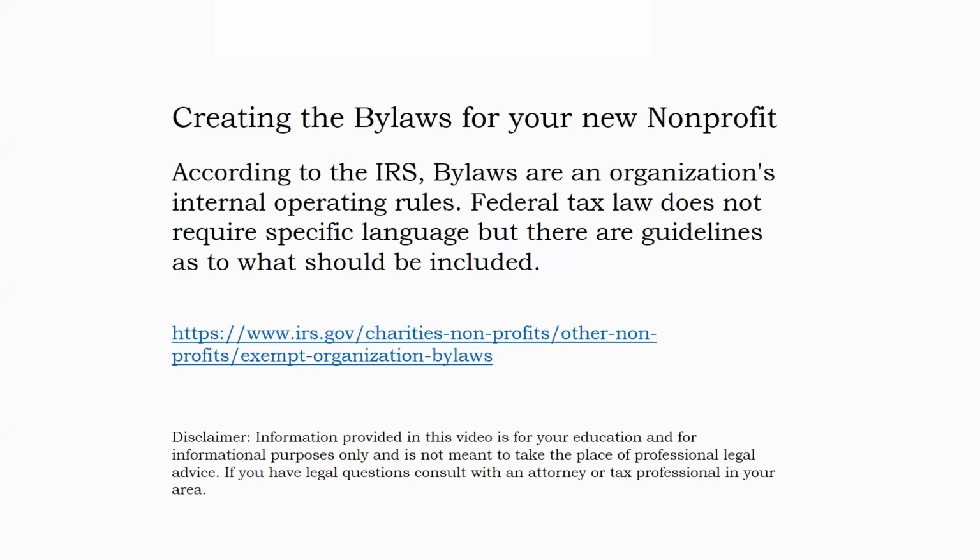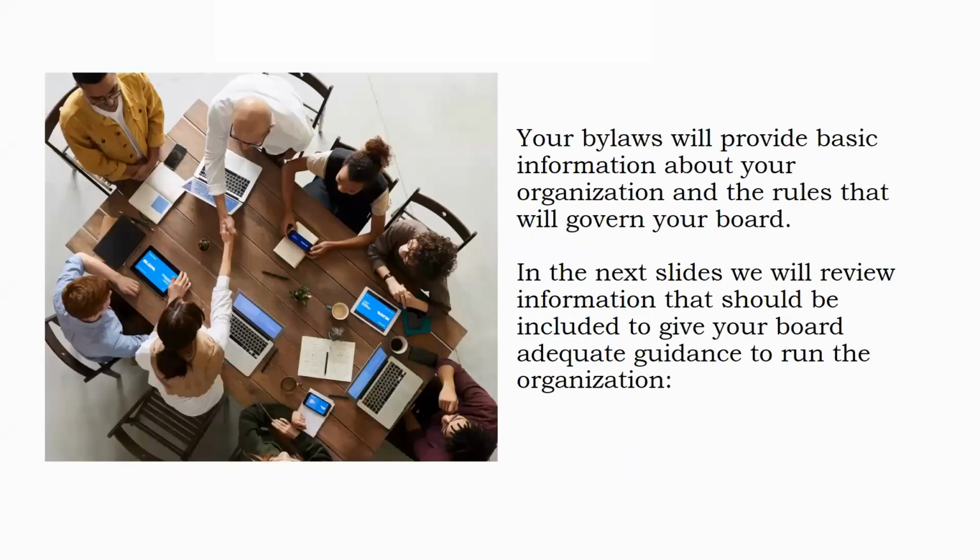According to the IRS, bylaws are an organization's internal operating rules. Federal tax law does not require specific language, but there are guidelines as to what should be included. Your bylaws will provide basic information about your organization and the rules that will govern your board. In the next slides, we will review information that should be included to give your board adequate guidance to run the organization.